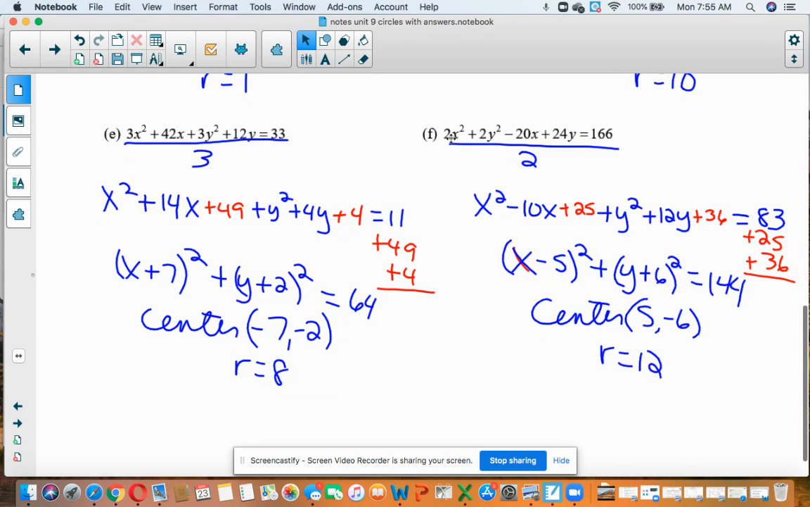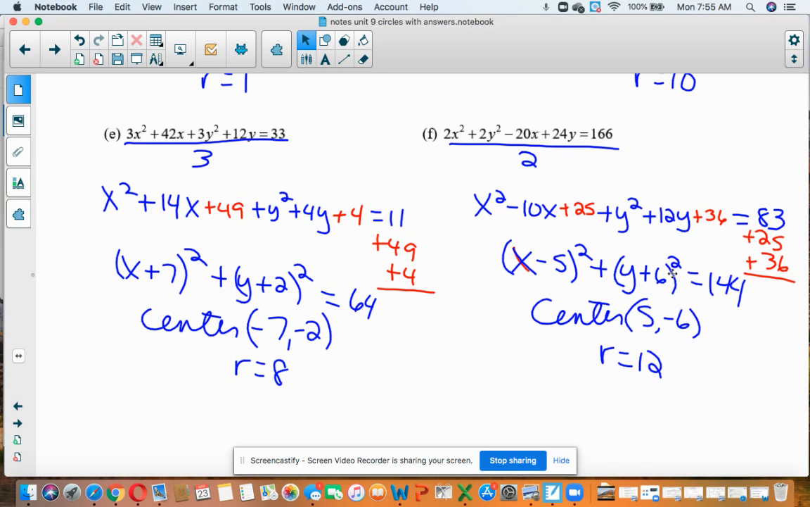F is the same thing, that I have to divide everything by 2 so that I do not have any coefficients in front of the x squared and the y squared. Once I do that, I'm left with what's in blue. The red is what I use to complete the square. Half of -10 is -5, but I'm squaring it, so that's how I am adding 25 to the left and to the right. Half of 12 is 6. 6 squared is 36. I'm adding 36 to the right. This is now a trinomial that I can factor. It's a perfect square. It's x minus 5 squared. And this is a trinomial that I can factor.